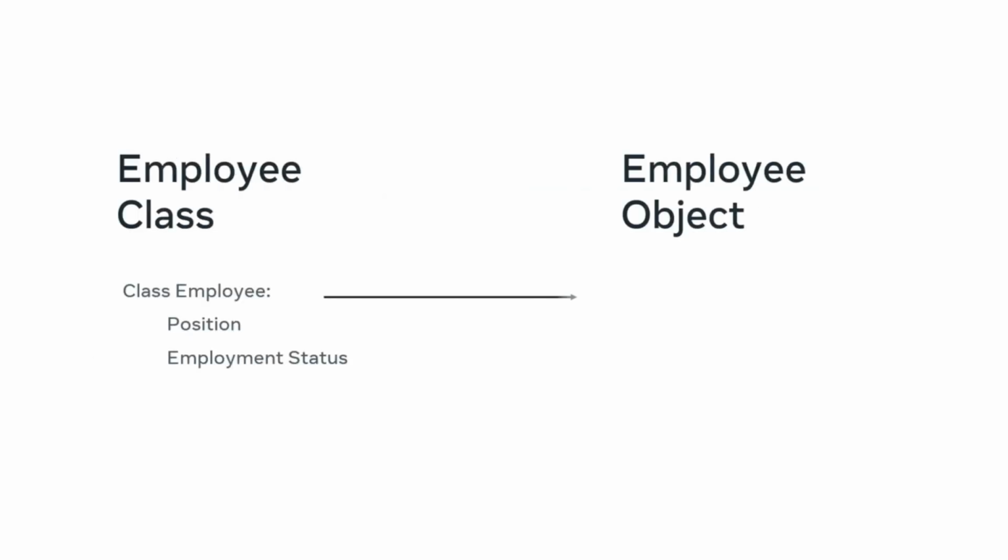For example, you can create the object emp1 by calling the employee class. Once called, you can define the position and employment status attributes as shift lead and full-time, respectively. In code, this would be written as emp1 equals employee, followed by shift lead and ft in parentheses. This is a case of instantiation, or creating an instance of a class.